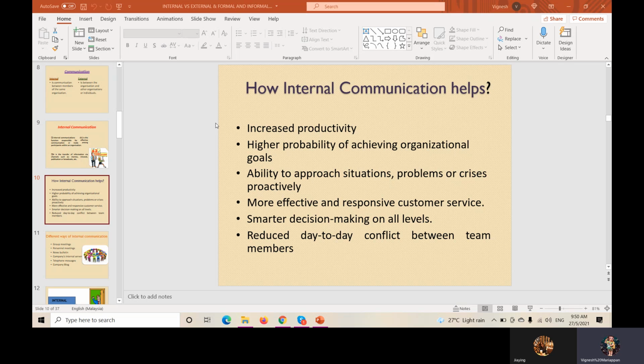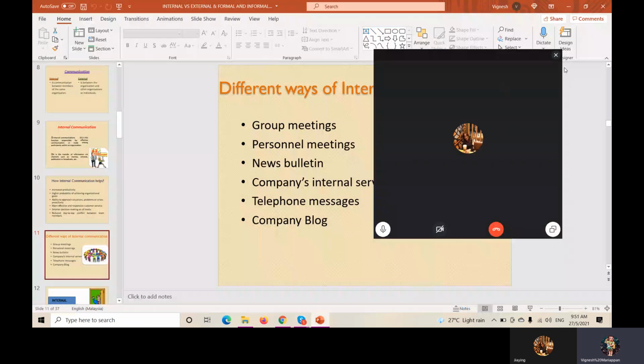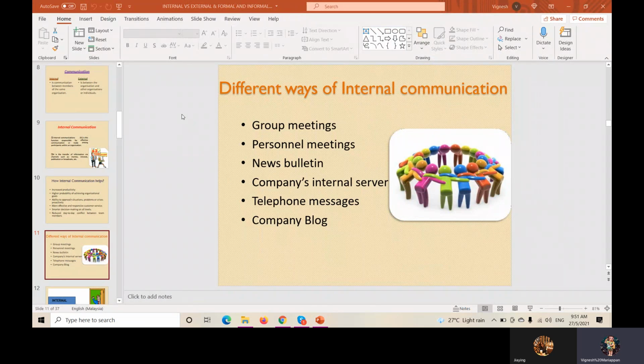And then there are some types, or we can call them ways, of internal communication. Can you see? This picture can describe everything. It means you are communicating with the members in the same organization. Okay, so maybe you can use the group meeting, correct? You can have a group meeting with your team members, or if you want to do any project, if you want to have a group meeting with your team members, yes, it is one way of internal communication.